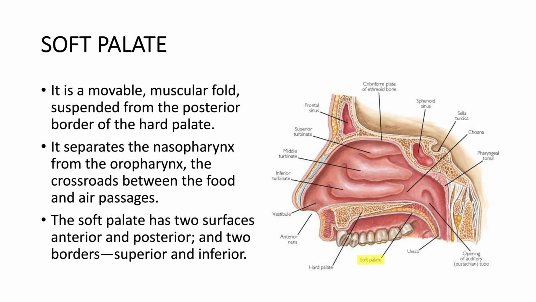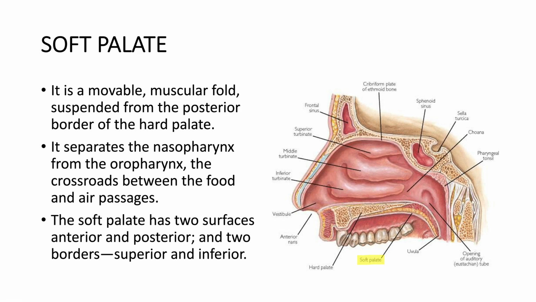In today's video, I will be talking about soft palate. So let's begin. Soft palate is a movable muscular fold suspended from the posterior border of the hard palate. This area over here, the whole structure is the soft palate. It separates the nasopharynx from the oropharynx.